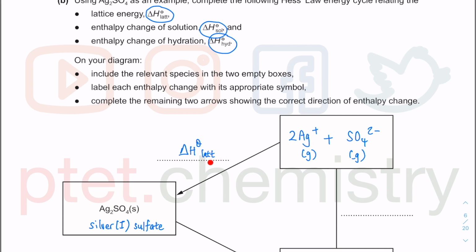So delta H theta lattice, this is the lattice energy. Is it the energy required? Well, actually not required. It's the enthalpy change. In fact, it's going to be exothermic, because it's the enthalpy change when you form 1 mole of the ionic solid from its gaseous ions.